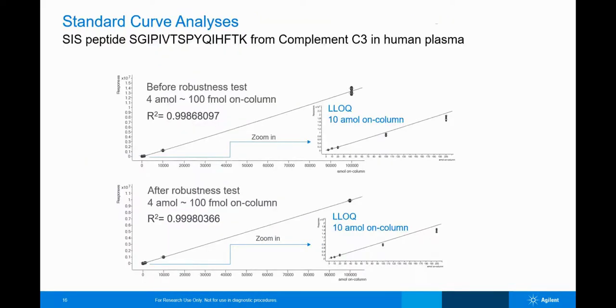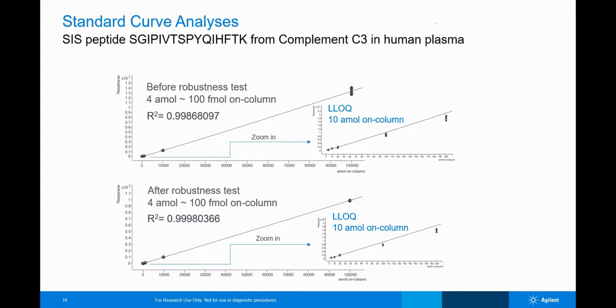Here shows the 2 standard curves from the same peptide, which matches to complement C3. From these 2 standard curves, you can see they look very similar, and both have R squared close to 0.999. The standard curve concentration ranges from 4 attomole to 100 femtomole on column in plasma matrix. When you zoom into the bottom low concentration area, you can see both standard curves achieve a lower limit of quantification at 10 attomole on column.